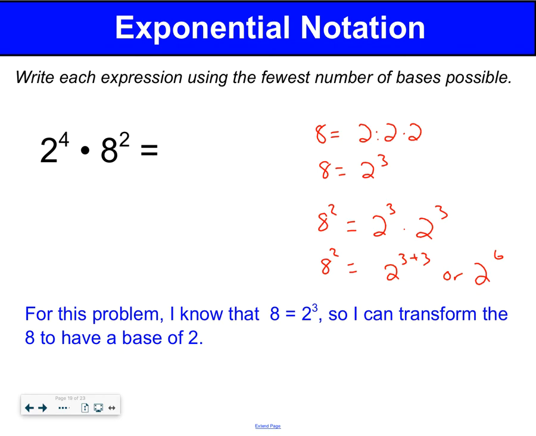So now I can rewrite my original problem, 2 to the 4th times 2 to the 6th, which equals 2 to the 4 plus 6. So once again, identifying if a base can be rewritten to have a common base.